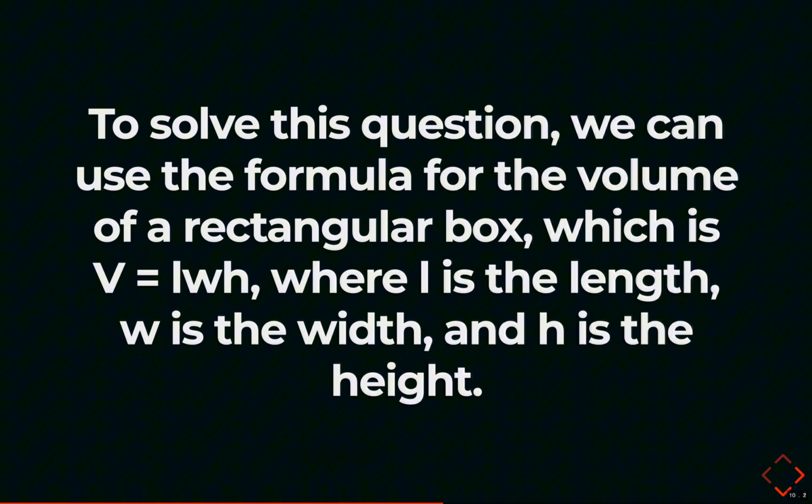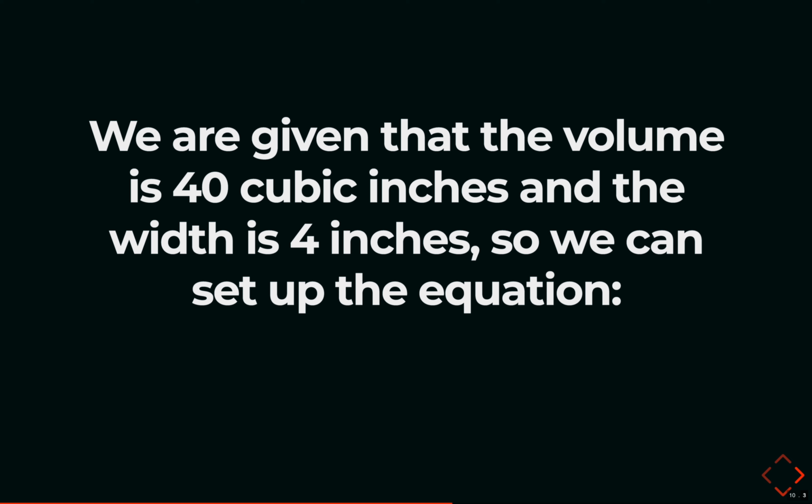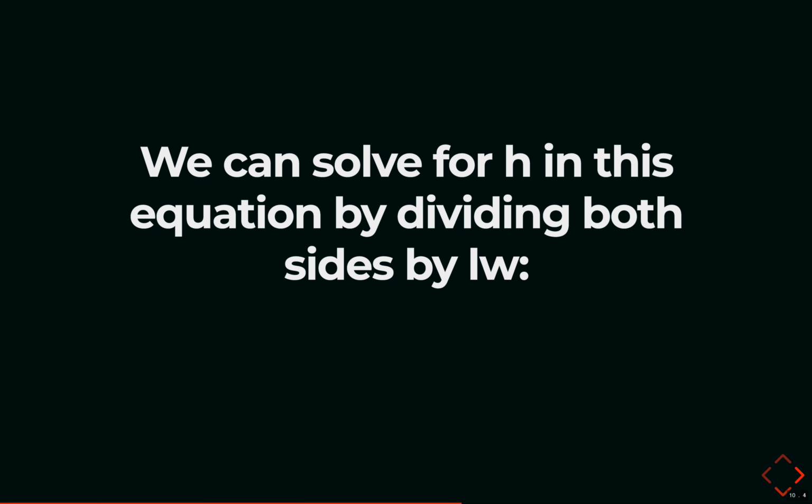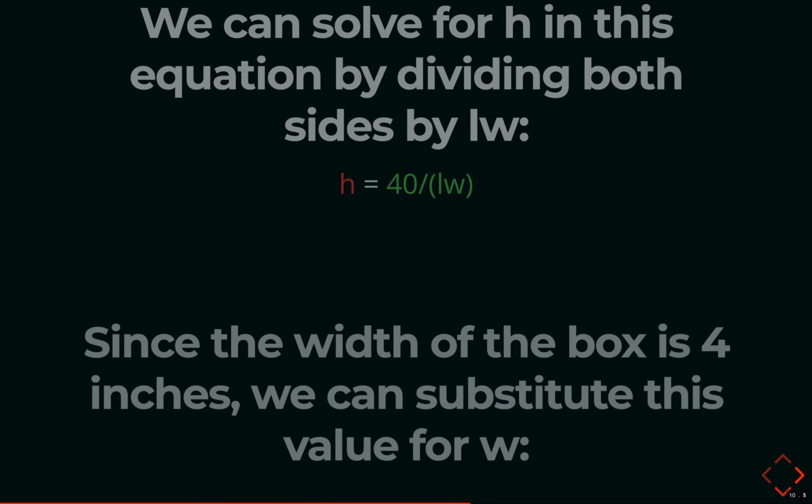To solve this question, we can use the formula for the volume of a rectangular box, which is V equals length times width times height, where L is the length, W is the width, and H is the height. We are given that the volume is 40 cubic inches and the width is 4 inches. So we can set up the equation: 40 equals length times width times height. We can solve for H in this equation by dividing both sides by length times width. H equals 40 divided by length times width.